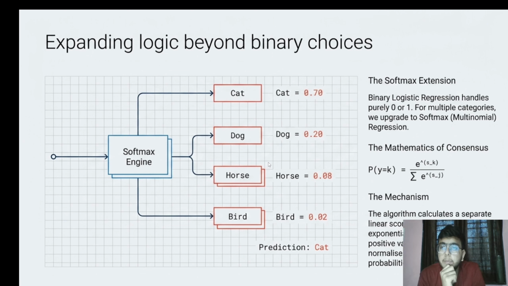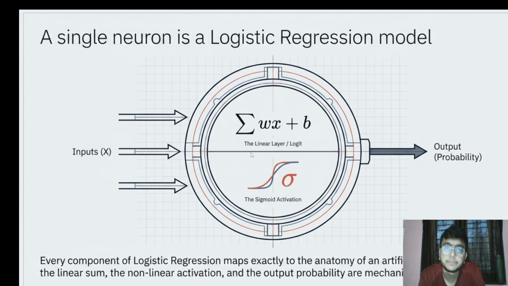See the explanation. Binary logistic regression handles purely 0 or 1. For multiple categories, we upgrade to softmax multinomial regression. You can see the formula. The mechanism is that the algorithm calculates a separate linear score for every class, exponentiates them to guarantee positive values, and normalizes them so that all probabilities perfectly sum to 1. This is how we can work on different categorical data also.